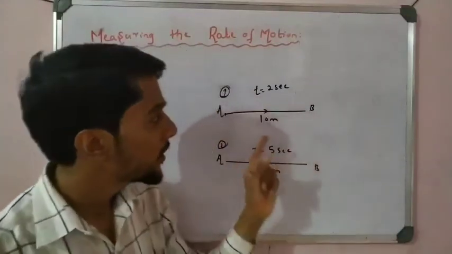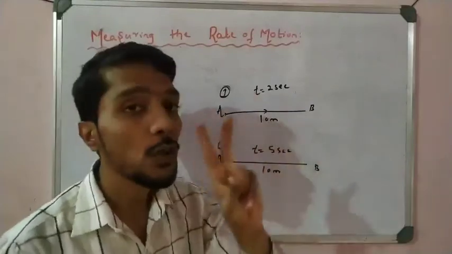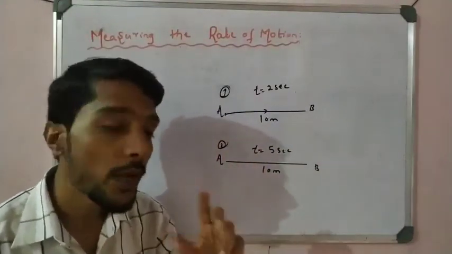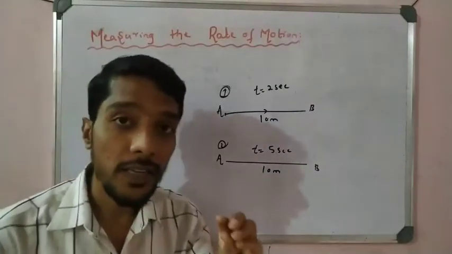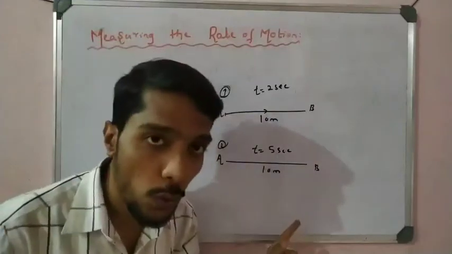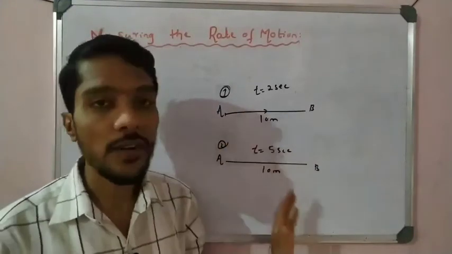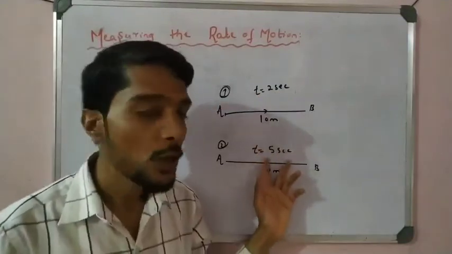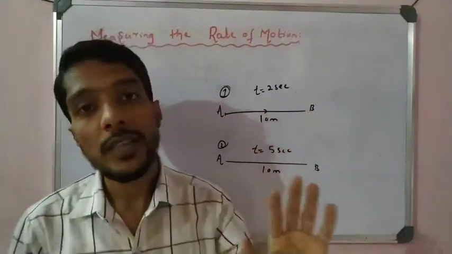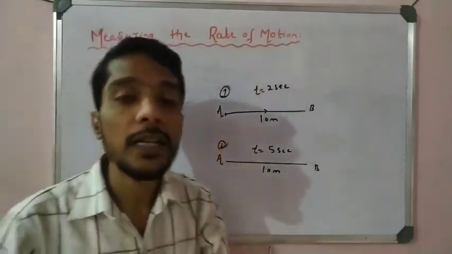So we say this particle is very fast, because it traveled 10 meters in only 2 seconds. And we say this particle is slow, because it traveled the 10 meters in 5 seconds. As compared to particle 1, it is slow, because it traveled the same distance but took different time. Less time means more speed, more time means less speed. So rate of motion is nothing but speed.